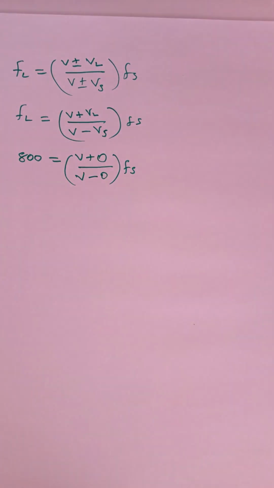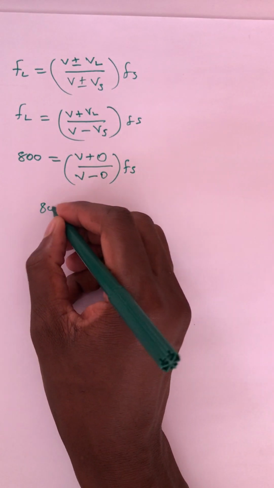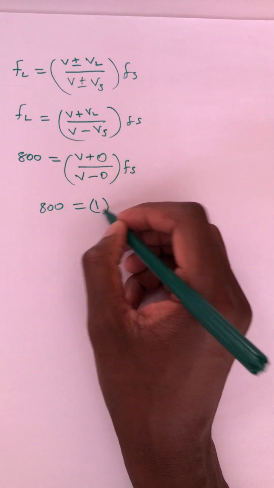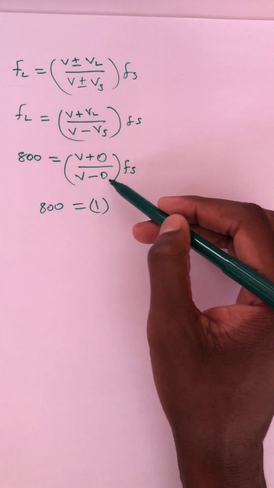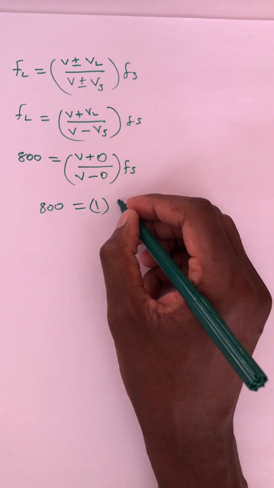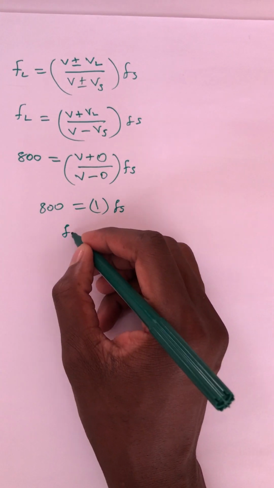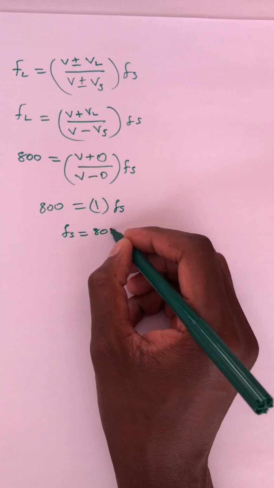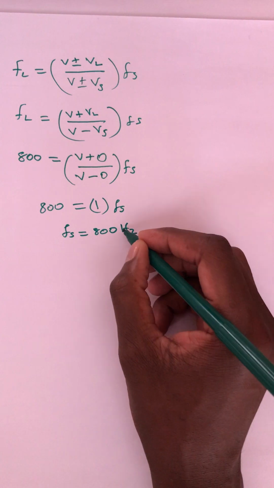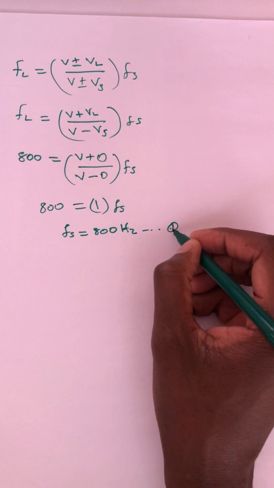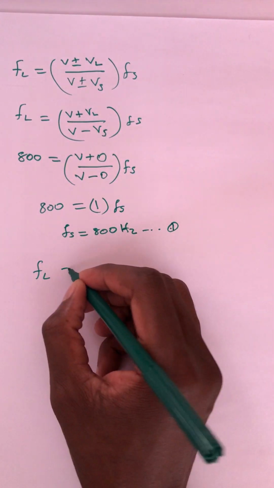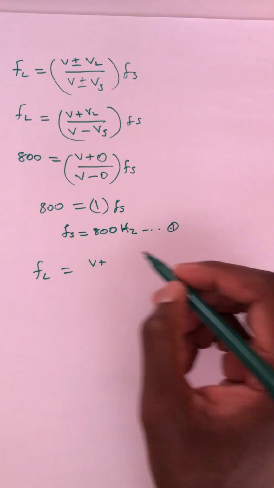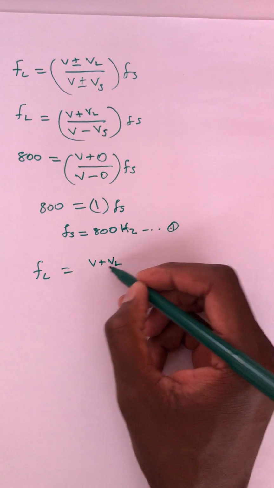We don't have the frequency of the source. Now, what is this? This one is going to give us 1, since v plus 0 is v, v minus 0 is v, and v divided by v is 1, times Fs. It means that the frequency of the source is equal to 800 Hertz. So this is our equation 1. Now let's say we want to make equation 2. Still, the source is moving towards the listener.